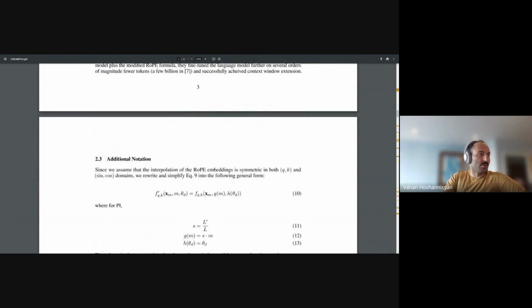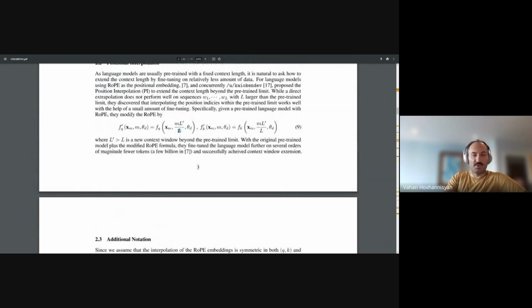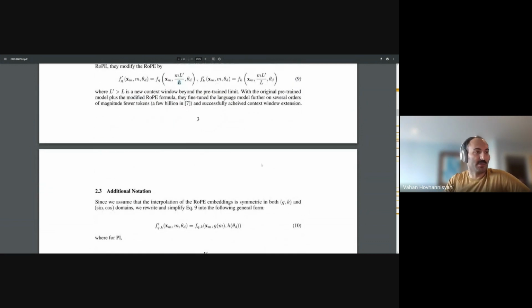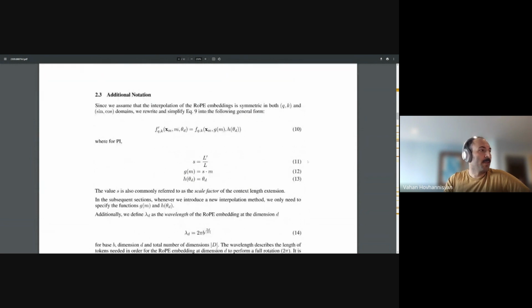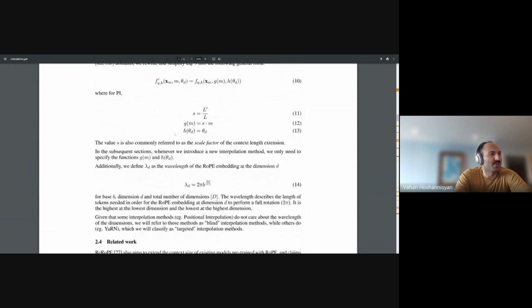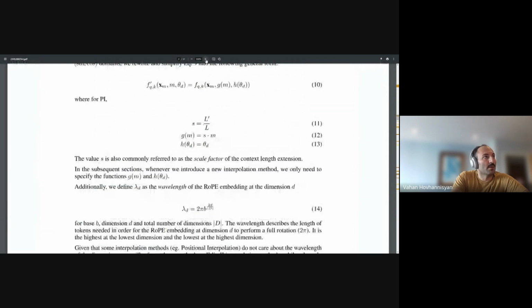But that doesn't work really well because obviously, as we saw from the graph, the model's performance degrades very quickly as you pass the size of the trained context. So to continue, they introduce some more notation. They call this scale variable S, which is the ratio between L prime and L.